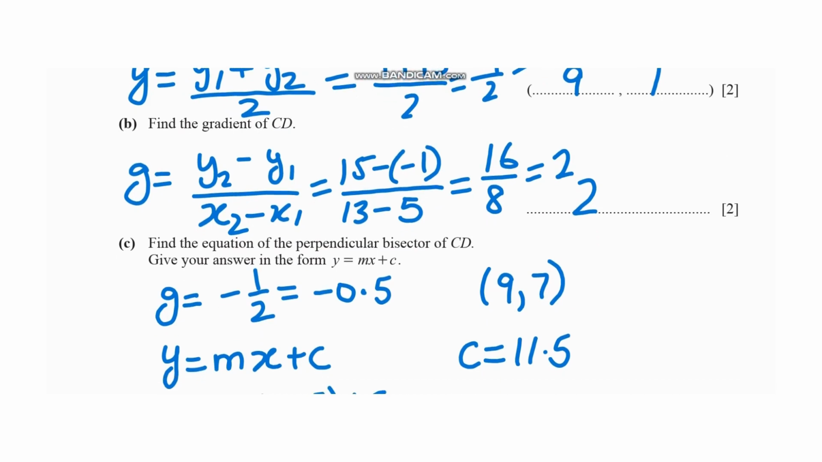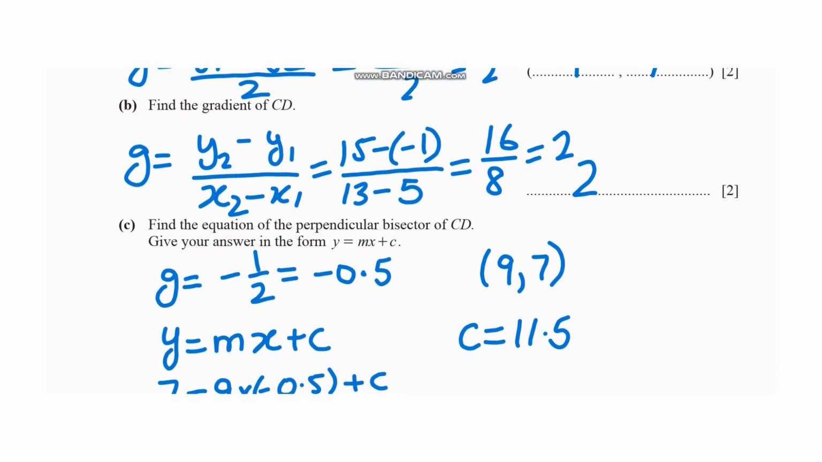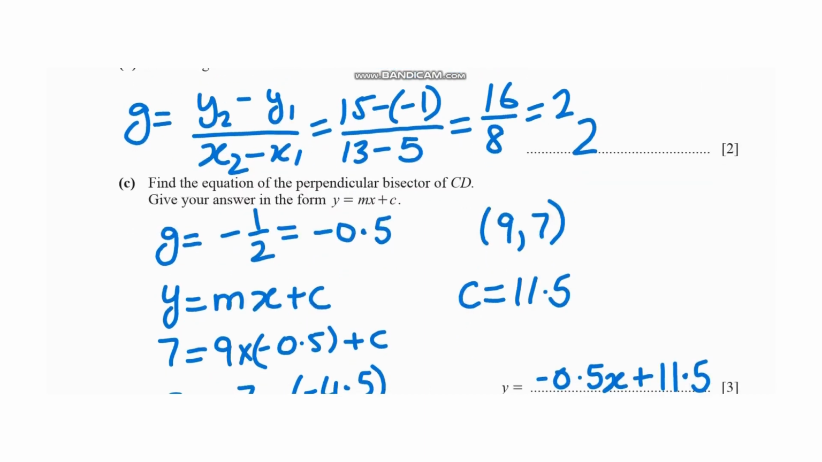Part C states find the equation of the perpendicular bisector. So first we have to calculate the gradient, because that's the first part of the question. So the gradient will be calculated as minus 1 divided by the gradient of the original line, which is CD. So the answer of the gradient is minus 0.5.